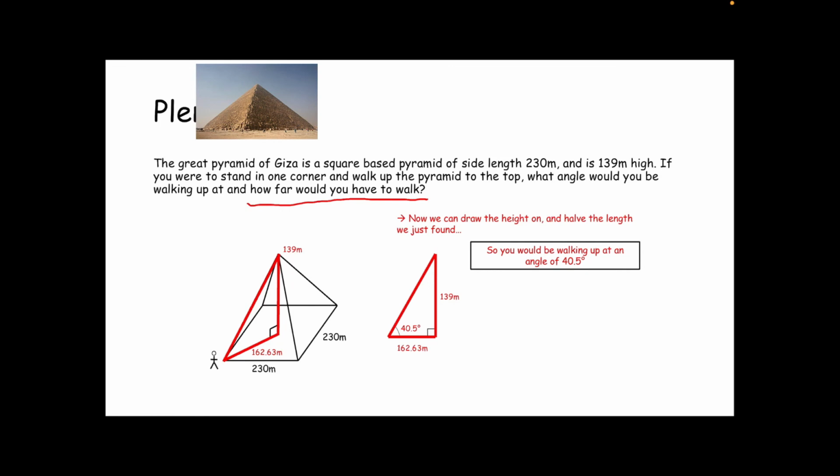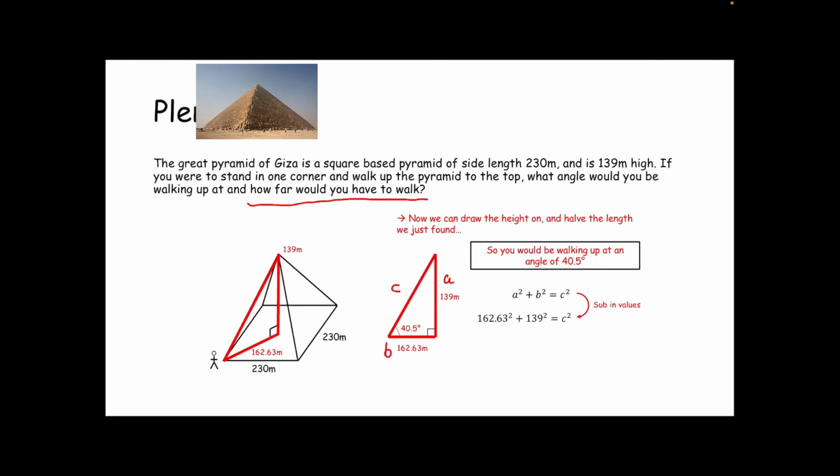Okay, let's look at the second part of the question. We want how far you have to walk. So we are looking for the slope. Here we're going to use Pythagoras' theorem. Okay, let's label this triangle. C is our hypotenuse, A and B are the other two sides. Let's write down Pythagoras' theorem. A squared plus B squared equals C squared.